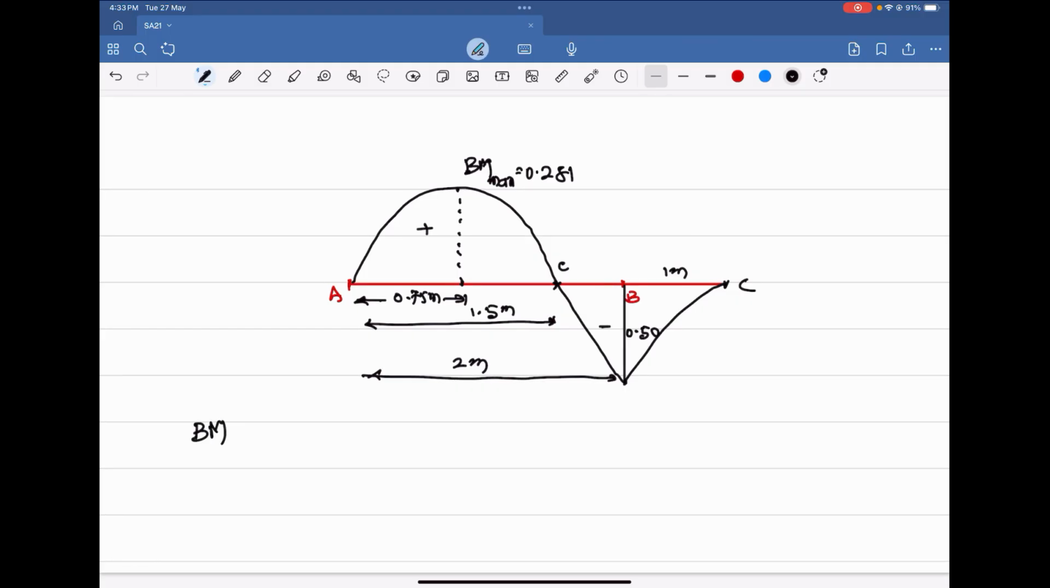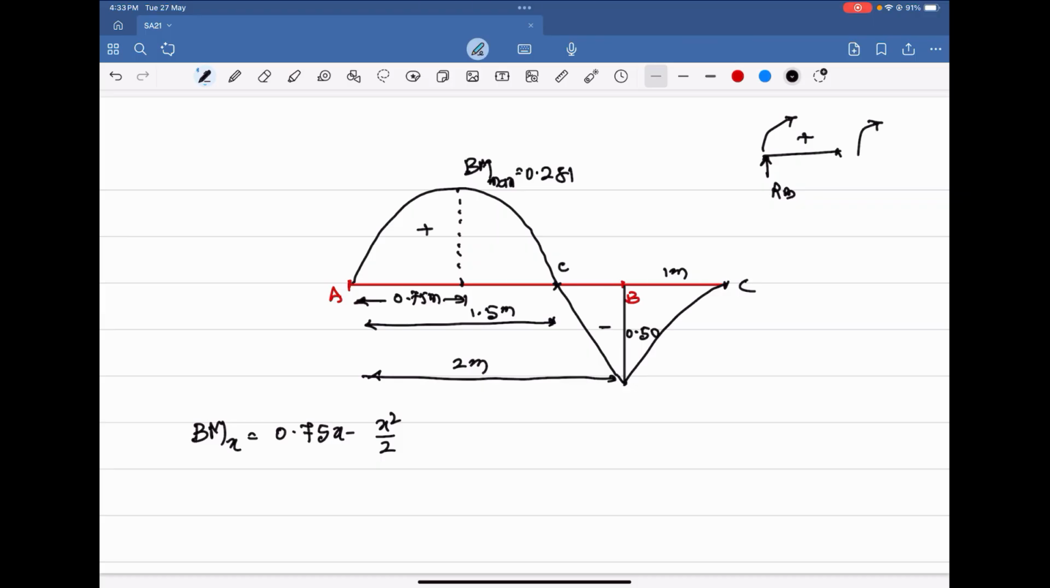Bending moment at x is equal to 0.75x minus x square by 2. This is for the portion up to 2. And after 2, there is a reaction force. RB is coming here. This is RB. This RB will be acting like this. For the point up to C, that is positive.